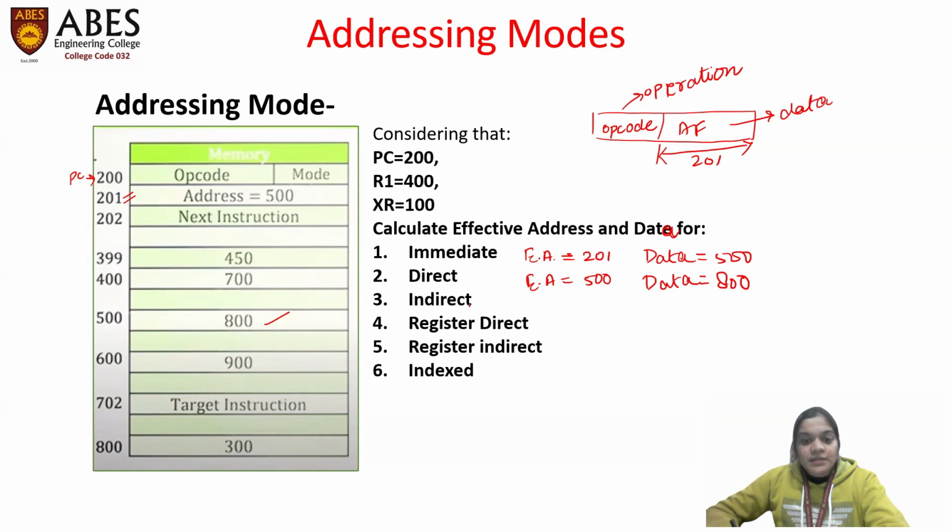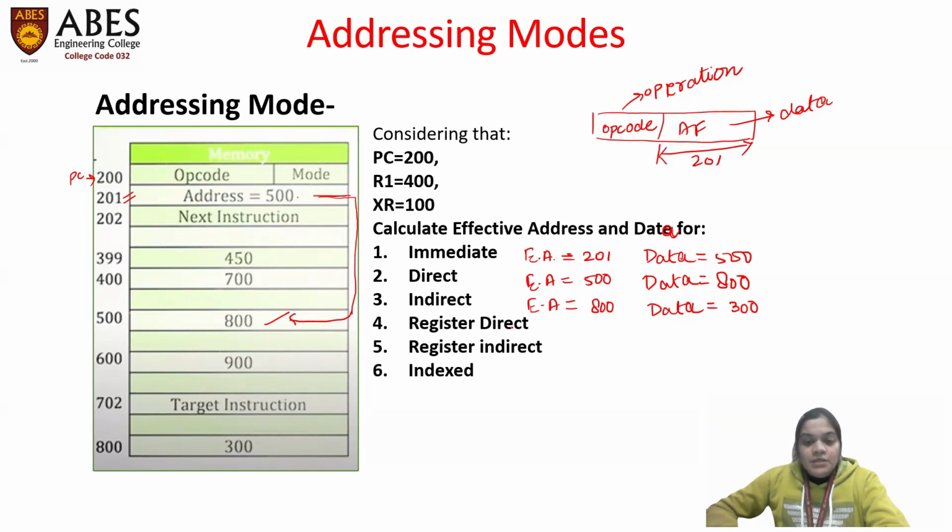In case of indirect addressing mode, in the address field you have the value where your effective address is stored. So the address field has the value 500. At the location of 500, the effective address value is stored. So in case of indirect addressing mode, your effective address value is 800 and your data at location 800 is 300. So the effective address is 800, data is 300.